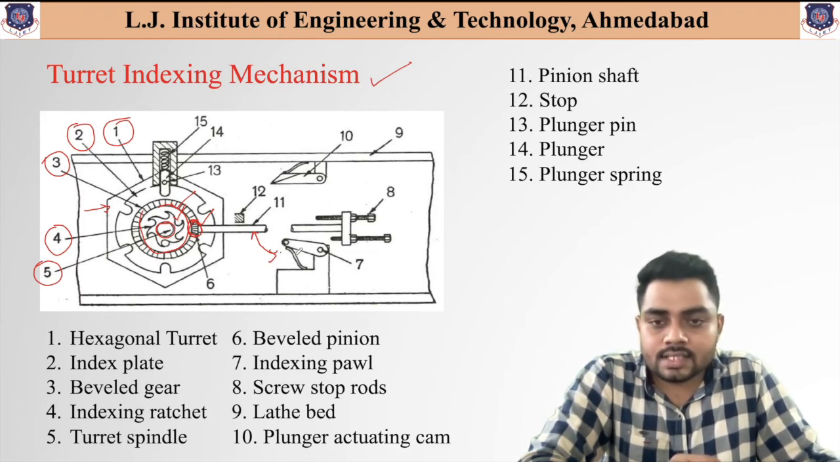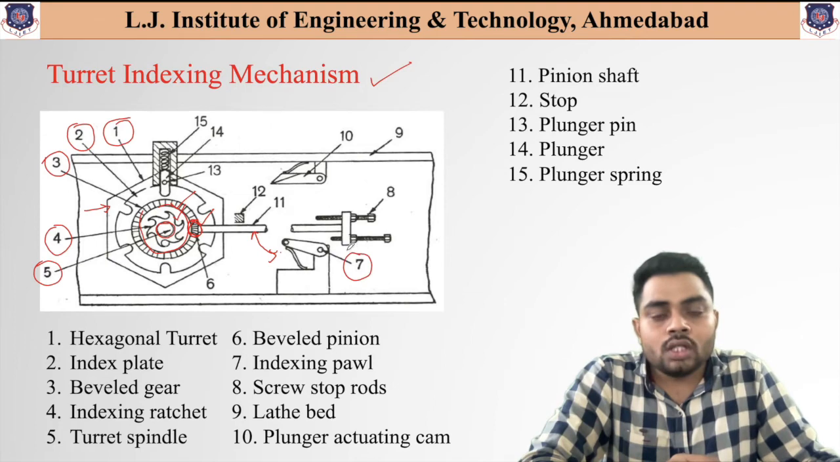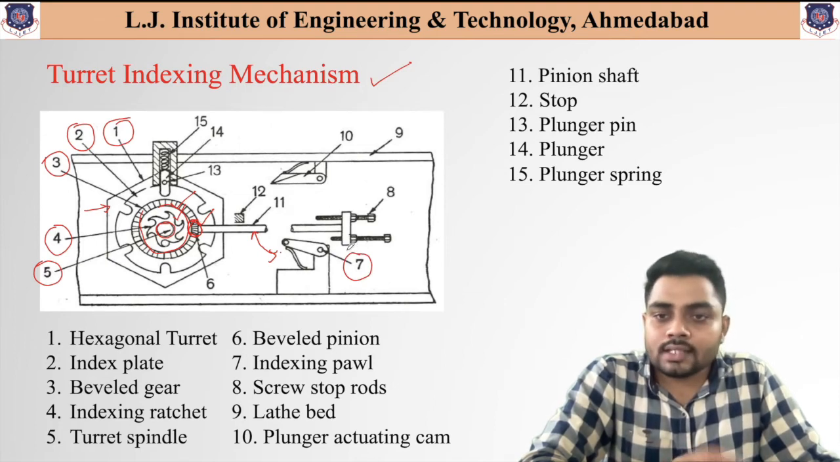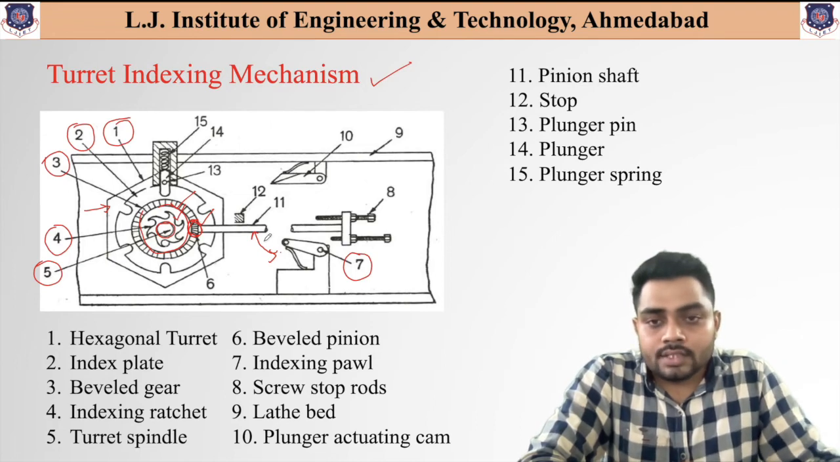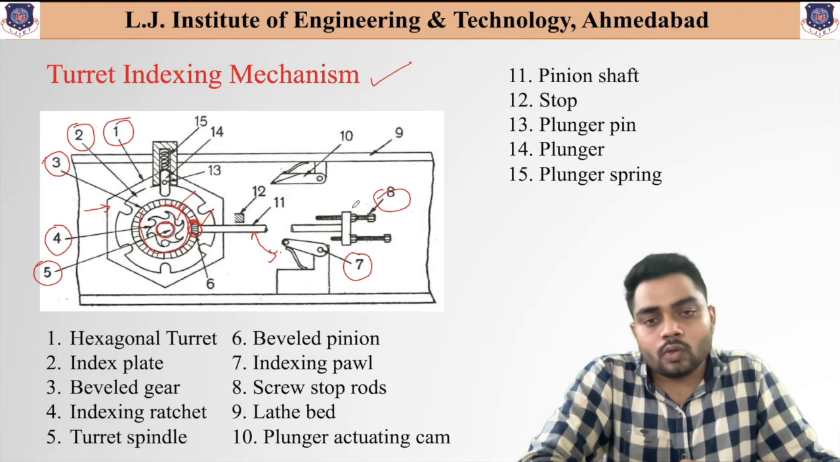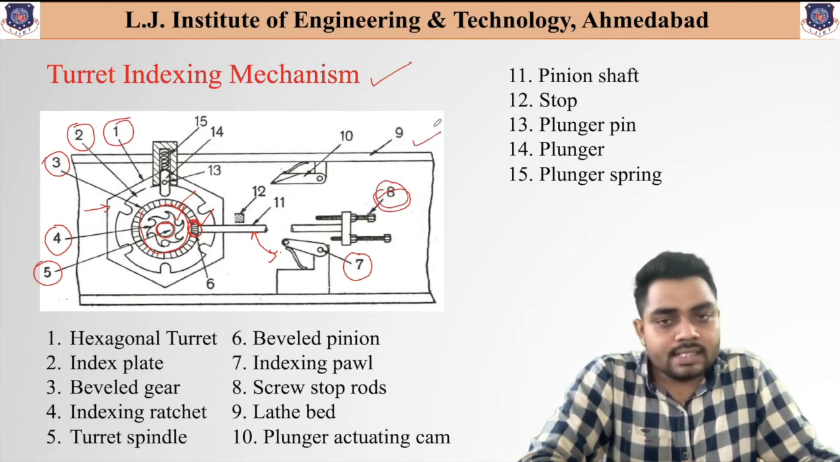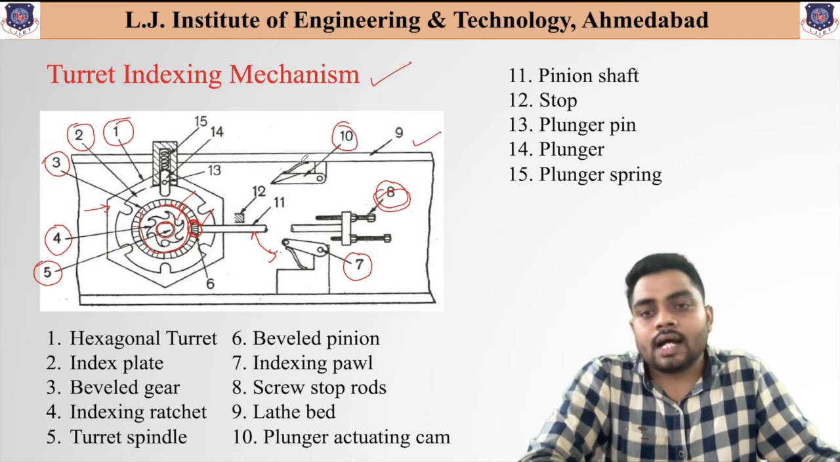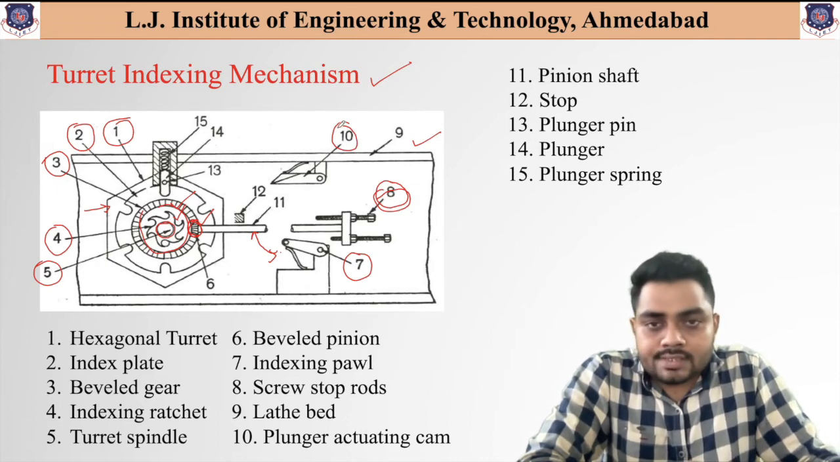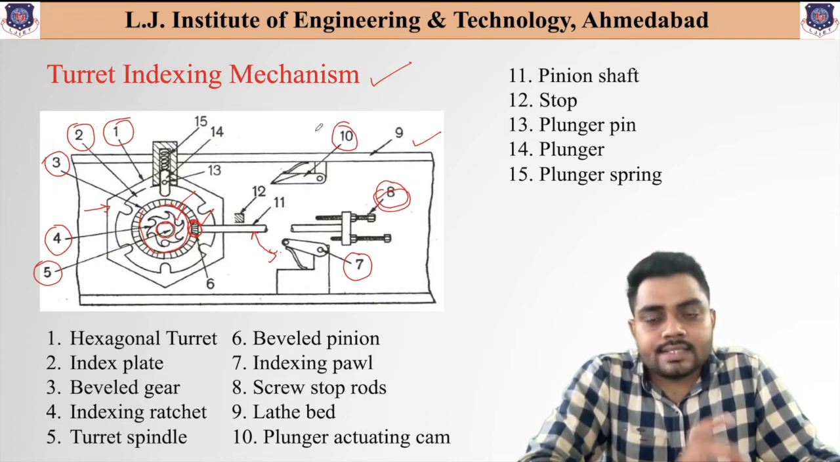So this section 7 is known as the indexing pole. This pole is useful to provide the connection with the ratchet and the plunger. Now these 8 indicated over here are the screw stop rods to provide the movement or stopping connections. The ninth one is the lathe bed over which this entire setup is supported. The 10th one is the plunger actuating arm, which we will discuss later.